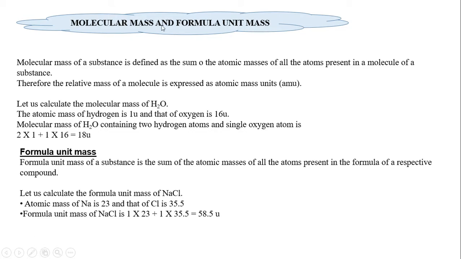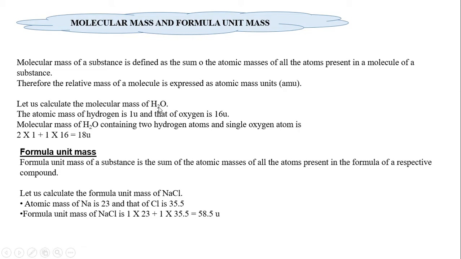Molecular mass. How will you find out the molecular mass? Molecular mass is nothing but the sum of atomic mass of all the atoms present in a molecule of a substance. It is expressed in the unit AMU, atomic mass unit. For example, we'll find out the molecular mass of water, H2O. You need to sum up all the atomic masses of the atoms present in the molecule.